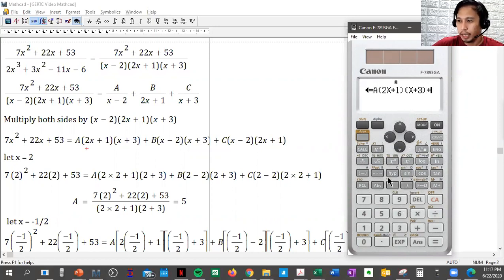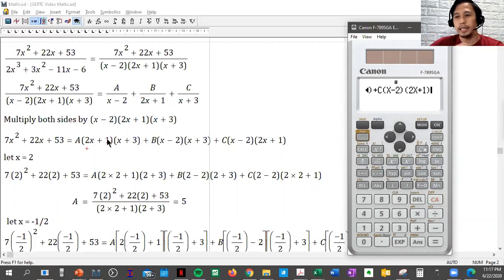Then plus B, so use B here, follow me. X minus 2 times x plus 3. Then plus C times x minus 2, then times 2x plus 1. Now, before you proceed, it's like this.